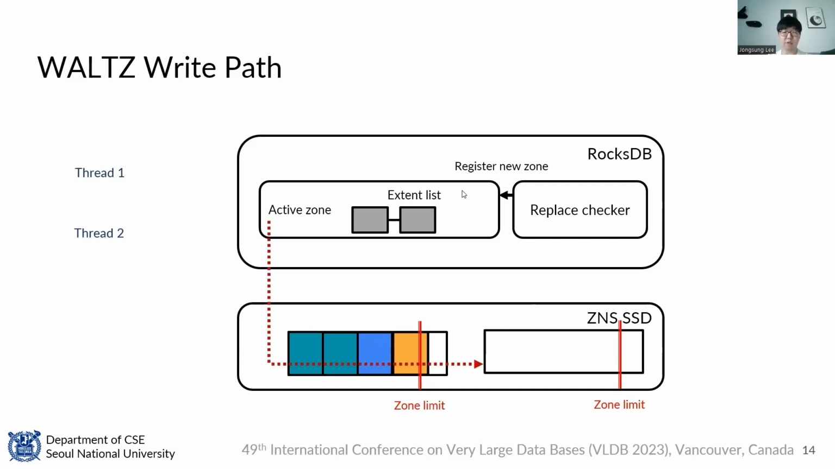While the leader thread is switching the active zone, other threads can append their records concurrently. Therefore, retrieving the exact write pointer of the replaced zone after switching the active zone is necessary. Based on the write pointer, the leader thread calculates the extent information and records it at the extent list of the WAL file. After all the replacement process is done, the leader thread returns to update the memtable.